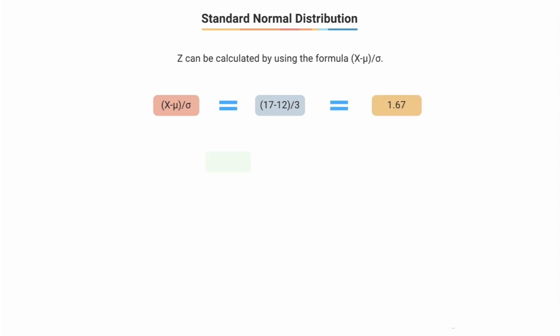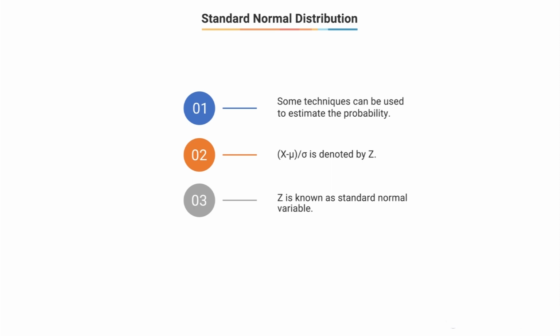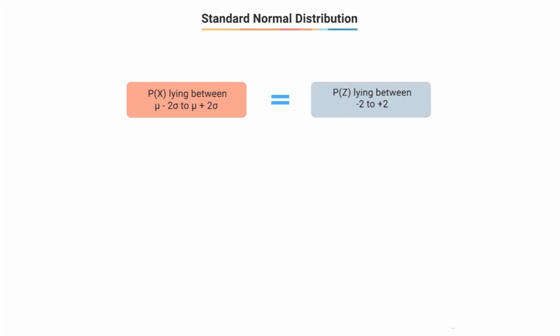We can now represent 17 as mu plus 1.67 sigma, and we can use some technique to estimate the probability. The value x minus mu upon sigma is denoted by z, and z is called the standard normal variable. So essentially we always convert our x into some form of mu plus z times sigma. If we want to calculate the probability of x lying between mu minus 2 sigma to mu plus 2 sigma, it is the same as finding the probability that a new random variable z, which we mentioned earlier was called the standard normal variable, lies between minus 2 to plus 2.